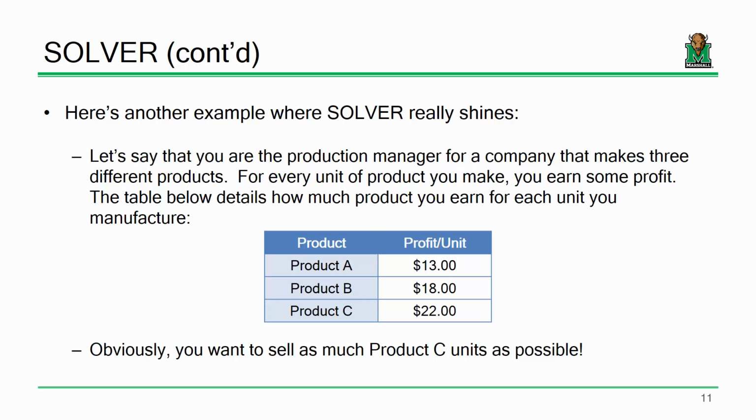Now, for each product, I make a different profit. So let's say for product A, I make $13. And for product B, I make $18. And for product C, I make $22. I don't think it takes a Nobel Prize in economics to recognize that I want to sell as much product C as possible, right? I make more money on product C than all the others. So if the question was, which one do I need to sell the most of, we wouldn't need Solver at all. We wouldn't need Excel at all. That's just common sense. Make as much money as you can.